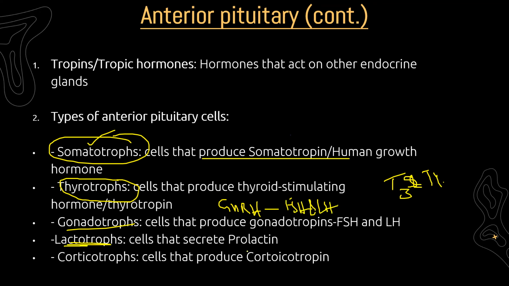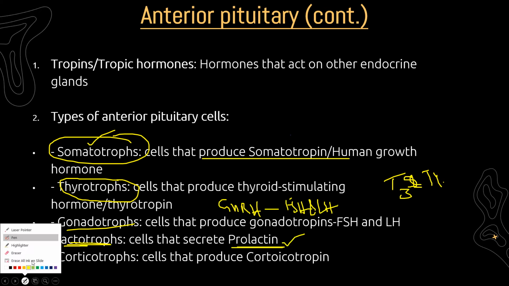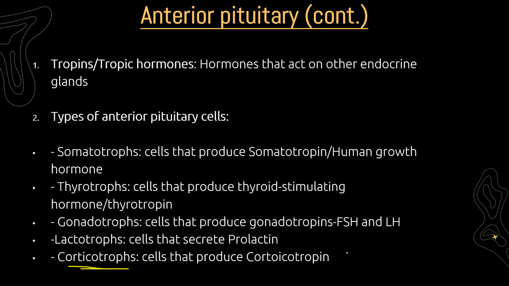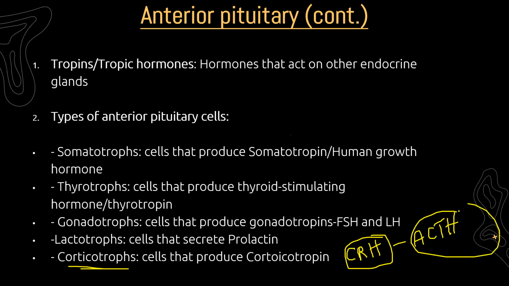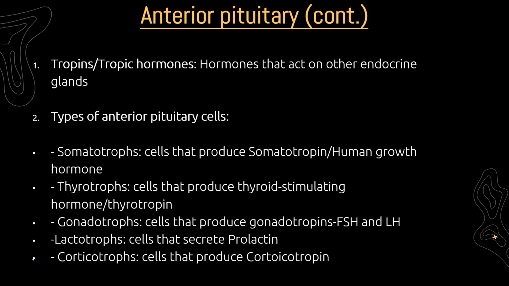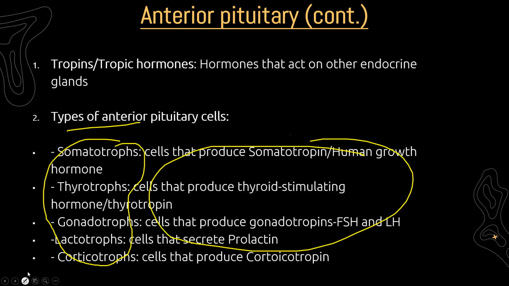Lactotropes, which are going to secrete the milk producing hormone prolactin. The most unique one, corticotropes, which are involved in releasing the corticotropin releasing hormone. We can call it CRH. CRH is going to release adrenocorticotropic hormone. This will produce many other hormones. So the anterior pituitary gland is activating many other cells. Those cells are going to release the specific hormones in the body.